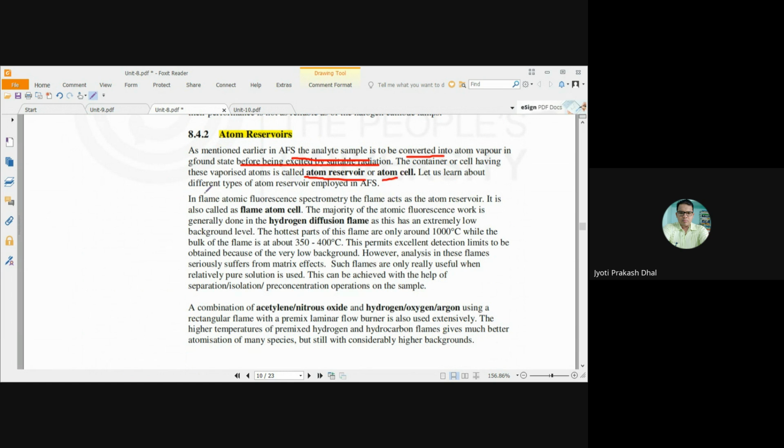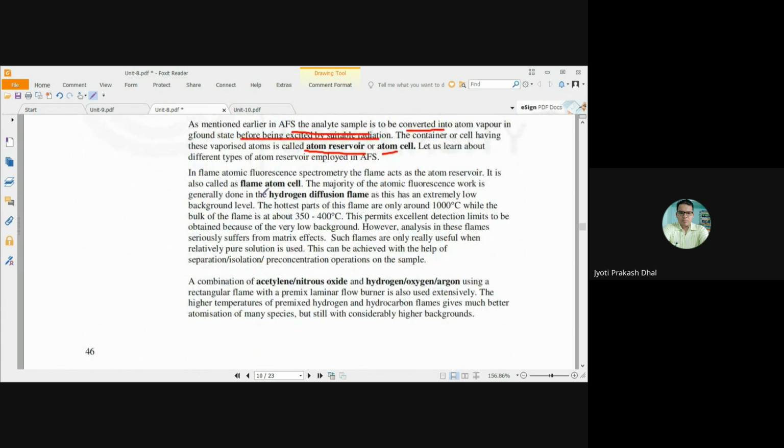Let us learn about the different types of atom reservoir employed in AFS. In flame atomic fluorescence spectroscopy, the flame itself acts as the atom reservoir. The majority of atomic fluorescence work is generally done in the hydrogen diffusion flame because of its low background level. The hottest part of this flame is generally around 1000 degrees Celsius, while the bulk of the flame is around 350 to 400 degrees Celsius. This permits excellent detection limits to be obtained because of the very low background.